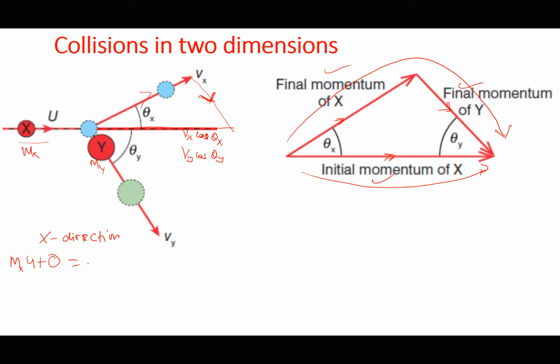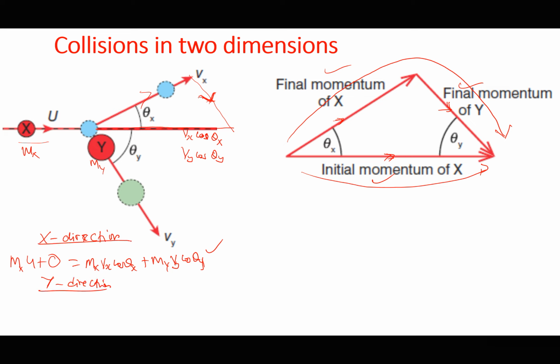So this will be equal to mx times vx cos theta x plus my times vy cos theta y. That is in the x direction. So you also have to consider the y direction, which is in the vertical.